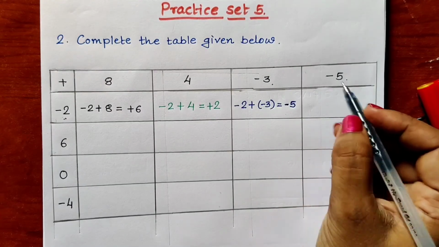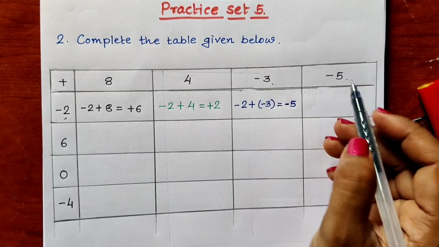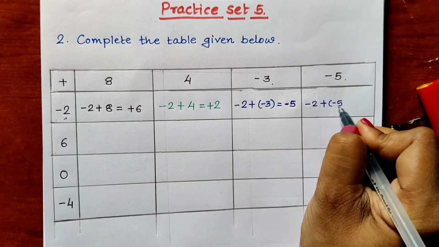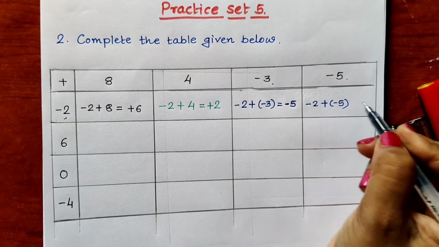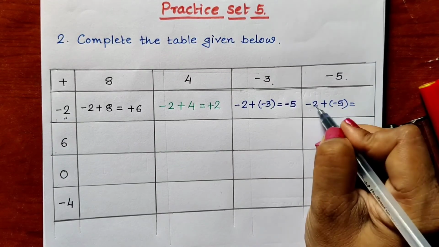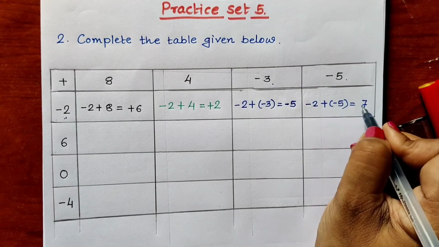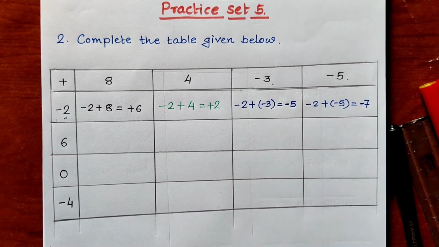Now let us see this last one. Minus 2 plus minus 5. Again same sign. That means we will have to add the numbers. 5 plus 2 is 7. And the common sign will be given to the answer, minus 7. Now let us go on to the next column.